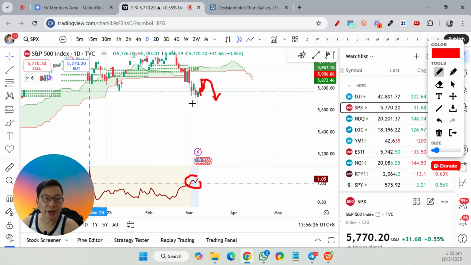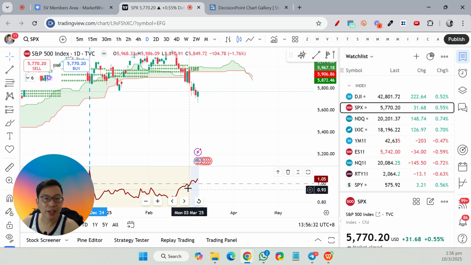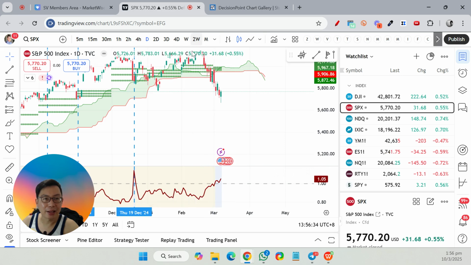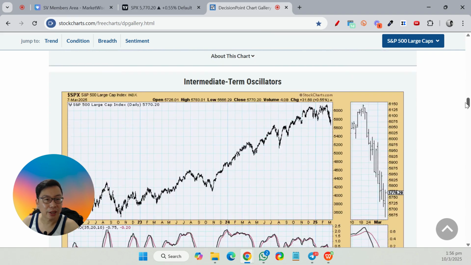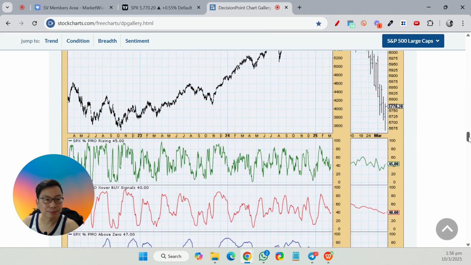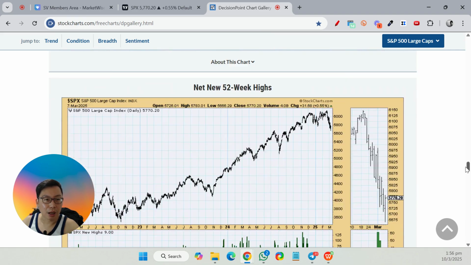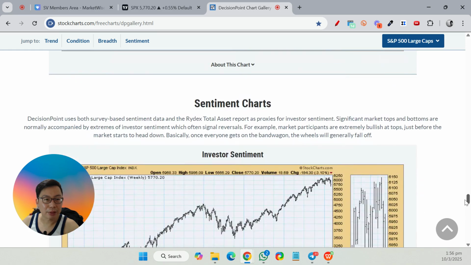Whether you break this low again, I don't know. Okay, we have to see the price action. Okay, so this is my view over there on this thing over there. And if you take a look at the decision point, the DP gallery over here, okay, if you take a look at the graph, okay, the percentage.